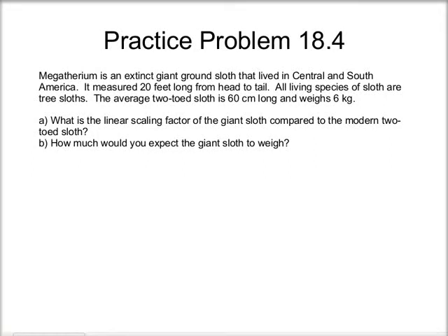Let's take a look at practice problem 18.4. Megatherium is an extinct giant ground sloth that lived in Central and South America. It measured 20 feet long from head to tail. All living species of sloth are tree sloths. The average two-toed sloth is 60 centimeters long and weighs 6 kilograms.